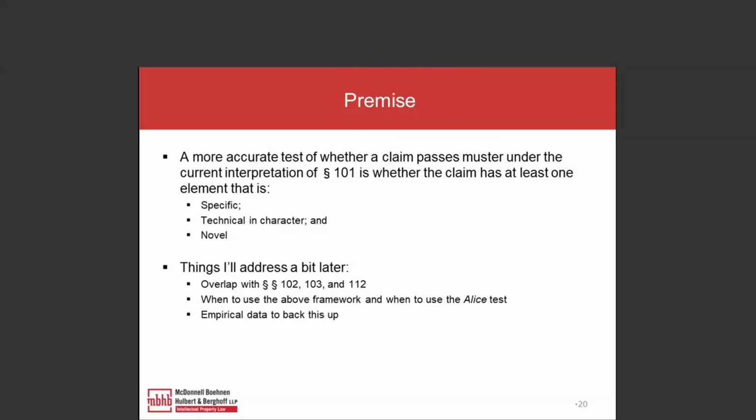I will tell you more about that overlap in a little bit. I will tell you more about when to use this framework and when to use the Alice test in a little bit. But I really want you to pay attention to this, because I'm going to give you the case law that establishes these 3 factors, and I'm going to give you empirical data to back up the fact, in my opinion, that these 3 factors are more valuable to you as a patent attorney or as an inventor or an applicant than strict adherence to the 2-part Alice test.